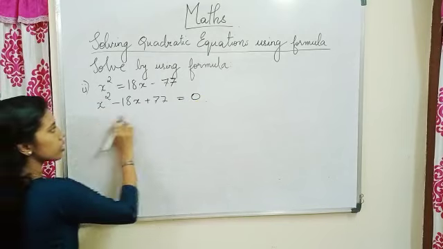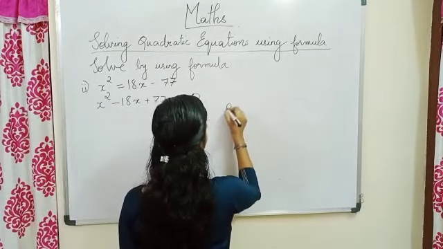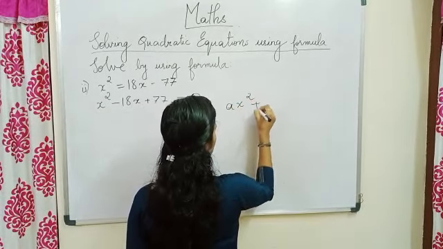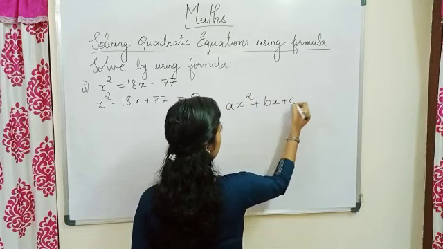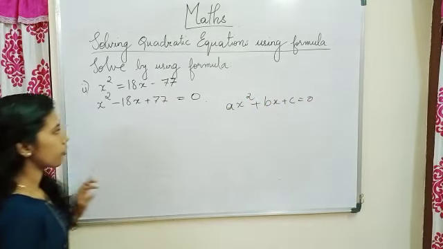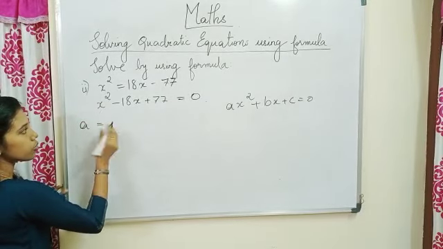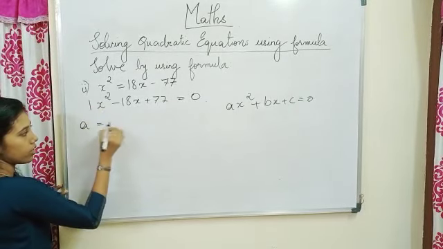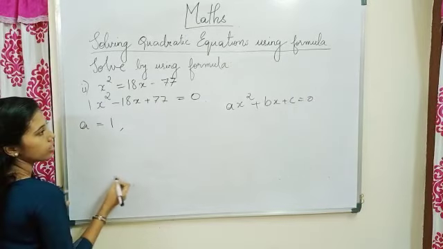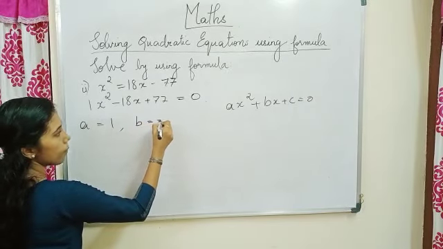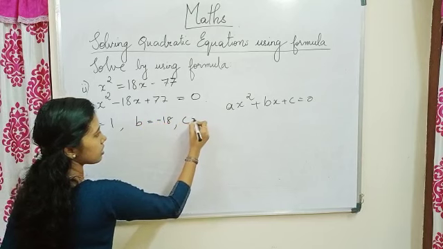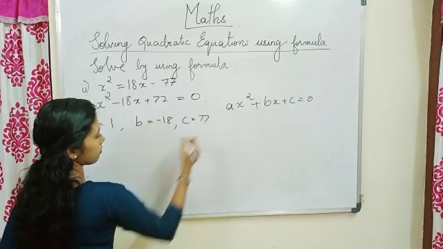And this is the quadratic equation of the form ax square plus bx plus c is equal to 0. So from here, on comparing these two equations, a is equal to, the coefficient of x square is 1. So a is equal to 1. Then b is equal to minus 18. Then c is equal to 77.